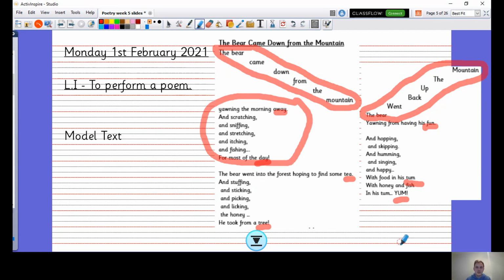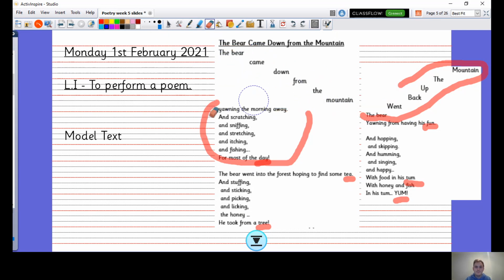What I want you to do, ladies and gents, is I would like you to act out this poem. Now, you might like to make a video and send it in to me, but you can just act it out at home. That's absolutely fine. So what I'm going to do is I'm going to get rid of all of my rubbings, so you can see the lovely poem. And what you can do is you can read through it again with the adult that you have at home.